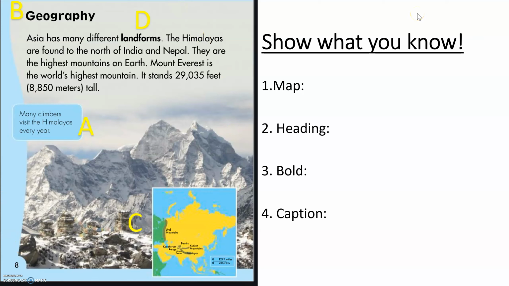On number 1, you are going to find the letter that is closest to the map. Look at the paper, find the map, and write the letter that it is closest to on number 1. Remember, number 1 is the map. What letter is next to the map? If you need to pause the video at any time, go ahead and do so, friends.